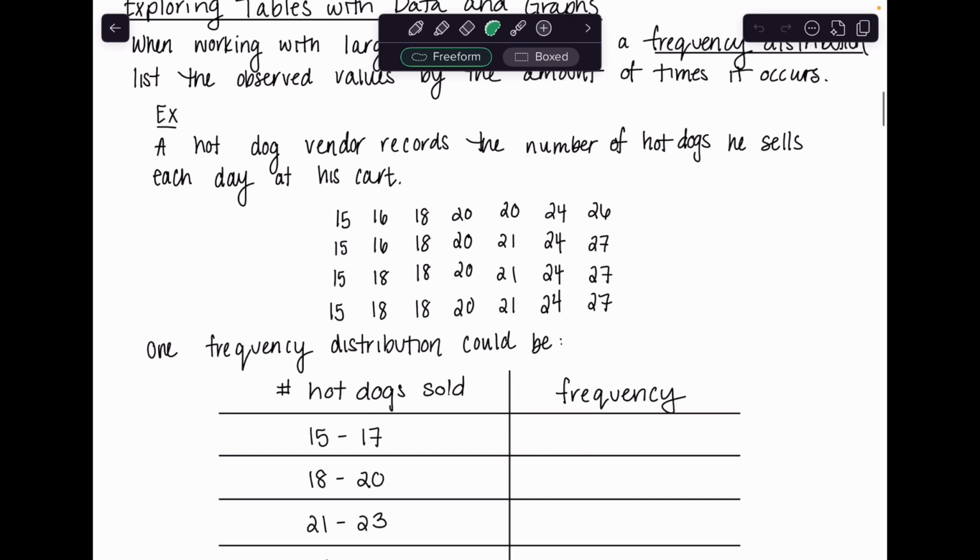Maybe we have a hot dog vendor in New York City that's recording the number of hot dogs he sells each day at his cart. This is the result of his data, and it's listed in order for us. You can split up a frequency distribution in a ton of different ways. Maybe you just do it by the single number. So you'd start at 15, the next group would be 16, 17, 18, and so on. In this specific instance, each of these rows has 7 pieces of data, and there are 4 rows. So in total, there are 28 data values.